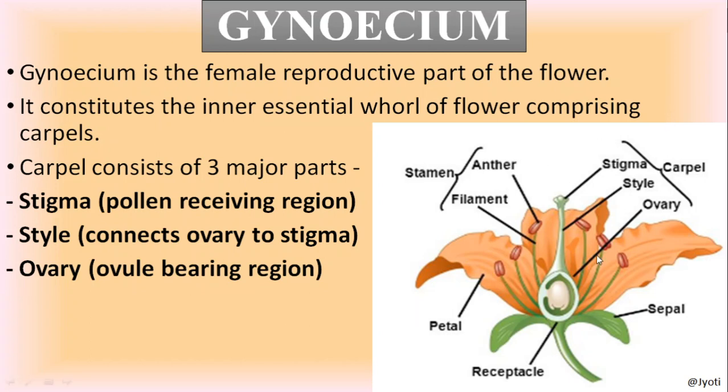So here in this structure you can see the structure of a single carpel. This is the stalk, the style, and this is the flattened structure, the stigma, and this is the swollen structure, the ovary.